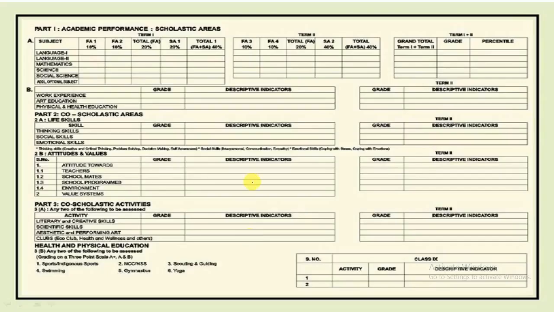Next point, this is an example of a progress card of a child. You can look into this: language 1 and language 2 are maintained here.